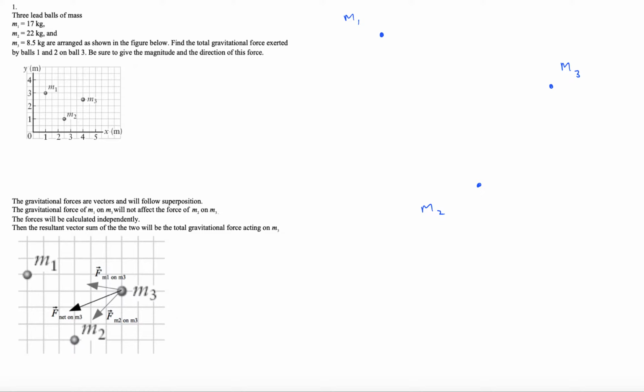So gravity is an attractive force, and it pulls masses toward each other. So mass m3 is going to feel pulled toward mass m1. I'll call this force Fg1 on 3. Now let's draw the force of 2 on 3. Here's the force of 2 on 3.